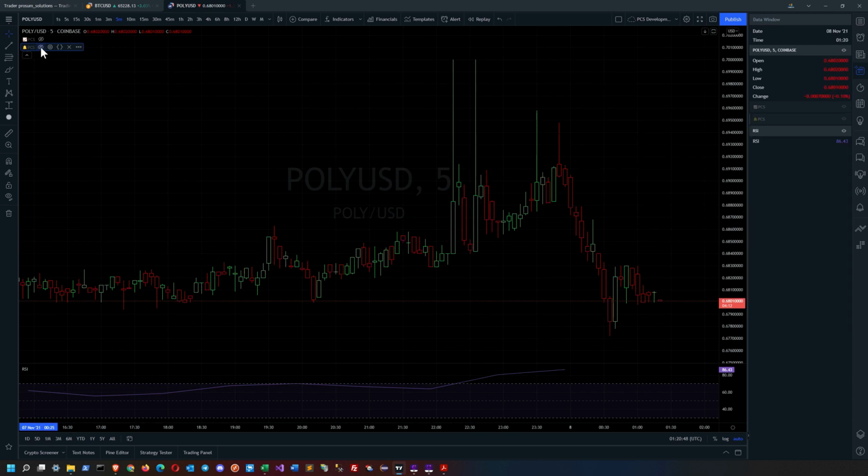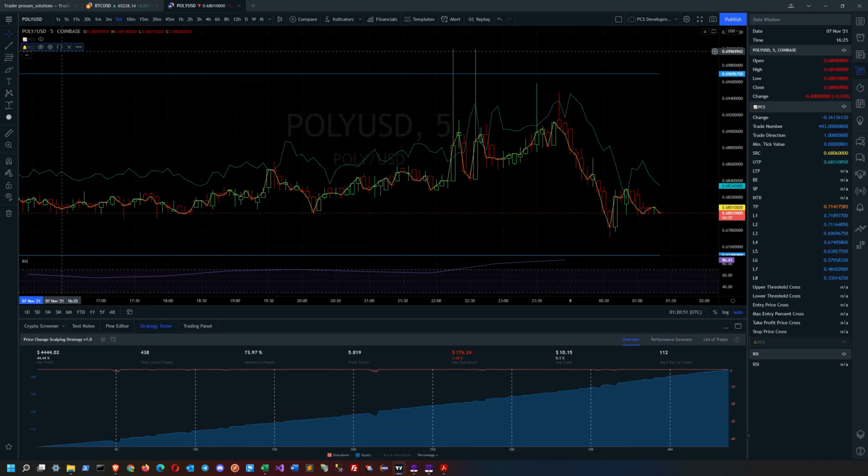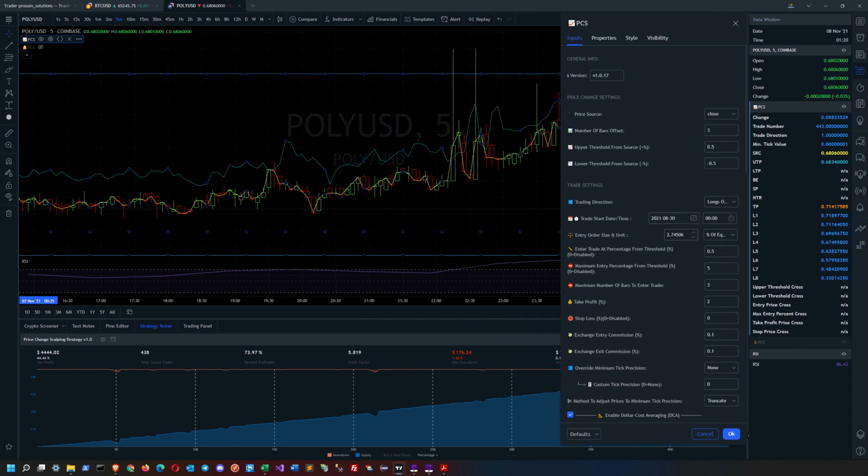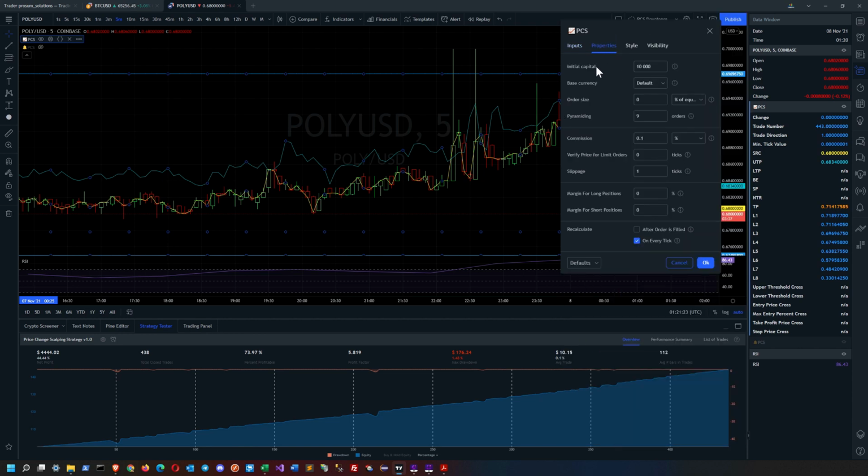The strategy version is pretty much the same as the indicator version. One of the distinct differences that you'll notice is this entry order size unit. This is helpful to set up your orders and determine what your first order is going to start with. In this particular situation, you can see here it's 2.74506, and that's percent of my equity, which happens to be my initial capital, which I have at 10,000.